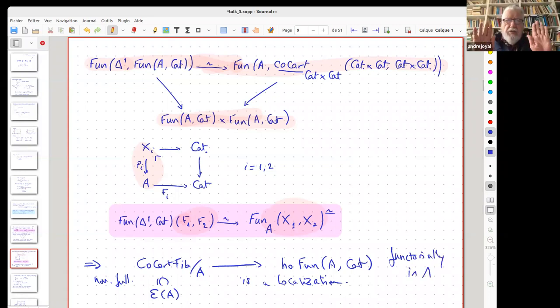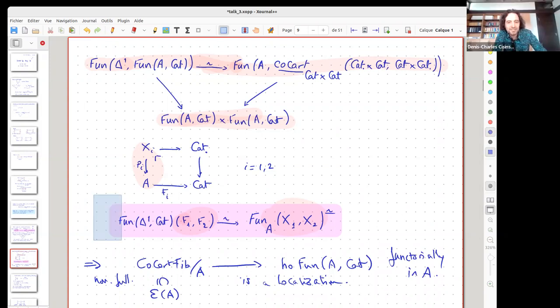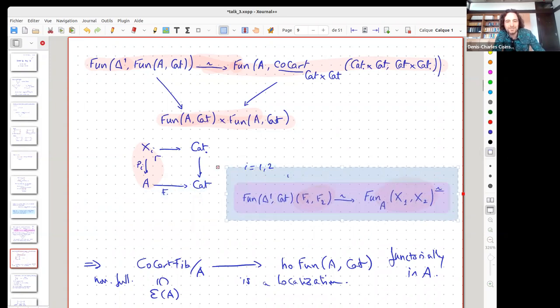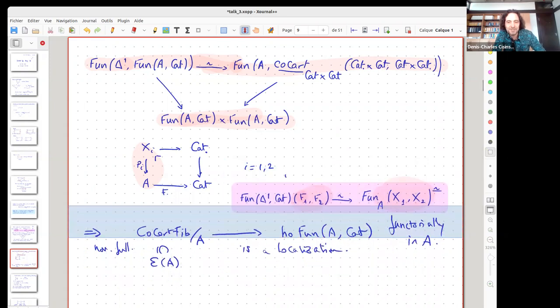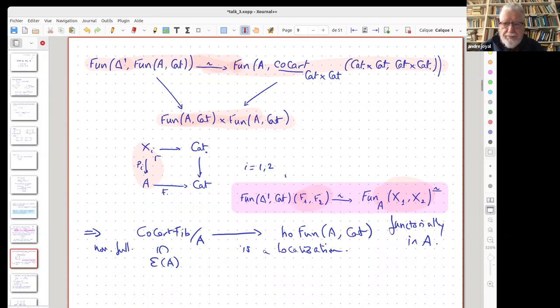Denis-Charles, can you move up your page a little bit? I will try that, but I'm afraid it will be difficult, but I can try something like this, for instance. Put it here, and then try. Is it better? Yeah. Okay. Thank you. You're welcome.